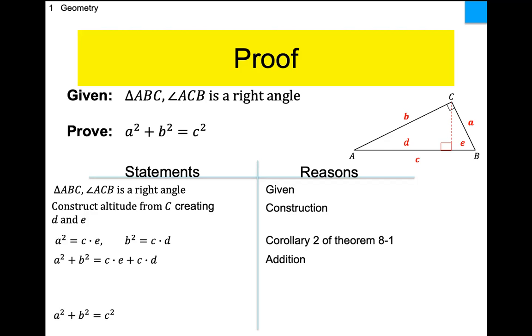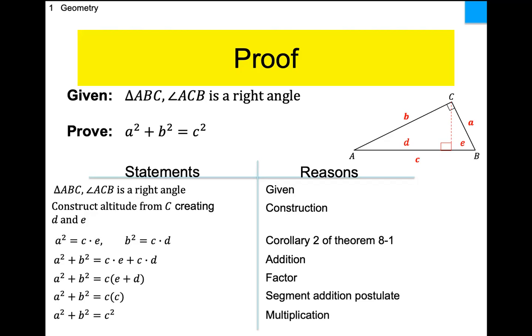What do you notice that these two terms have in common? So let's factor out a C. All I did was factor out a C. What does this say right here? It says E plus D. Now look at the picture. You see what Cadence just said? Hey, that's just C. What's C times C? C squared. And you're done. You just proved the Pythagorean theorem.